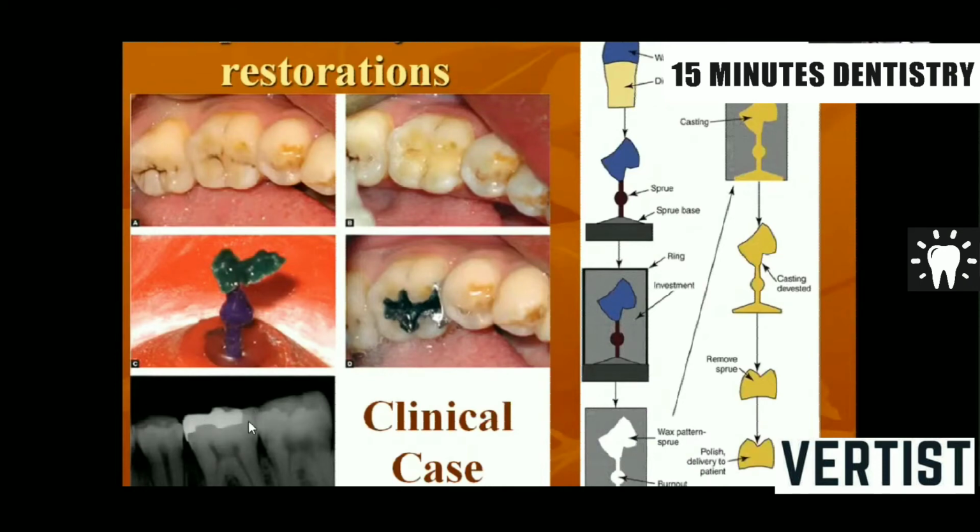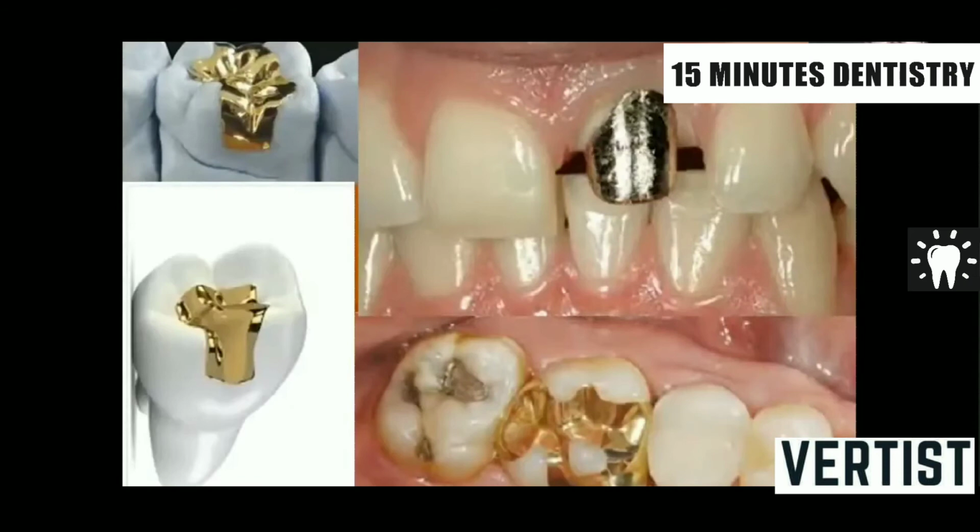Before cementation, we take a radiographic picture to see whether the extent is proper or not, especially in class 2 cases. That's how the clinical and laboratory steps are involved in an inlay. These are a few pictures of the castings. Class 1 compound, MOD along with an extension. This is a cast.